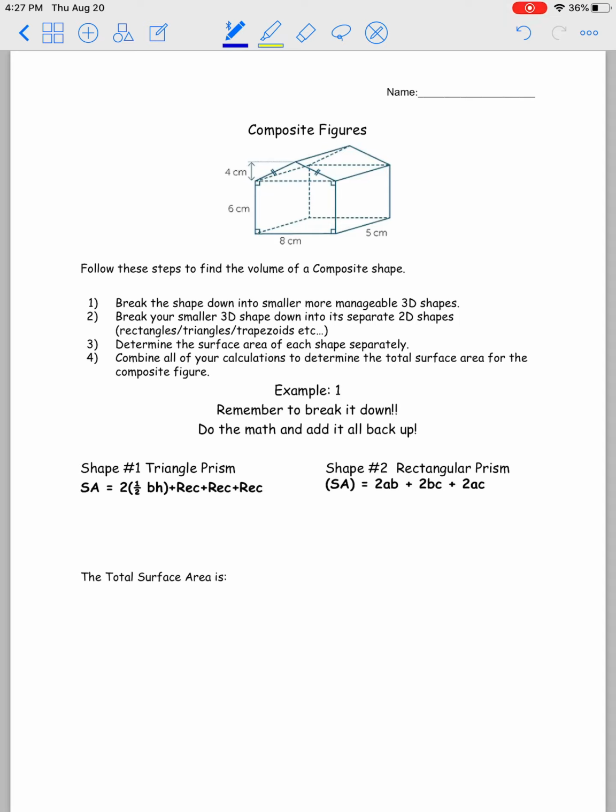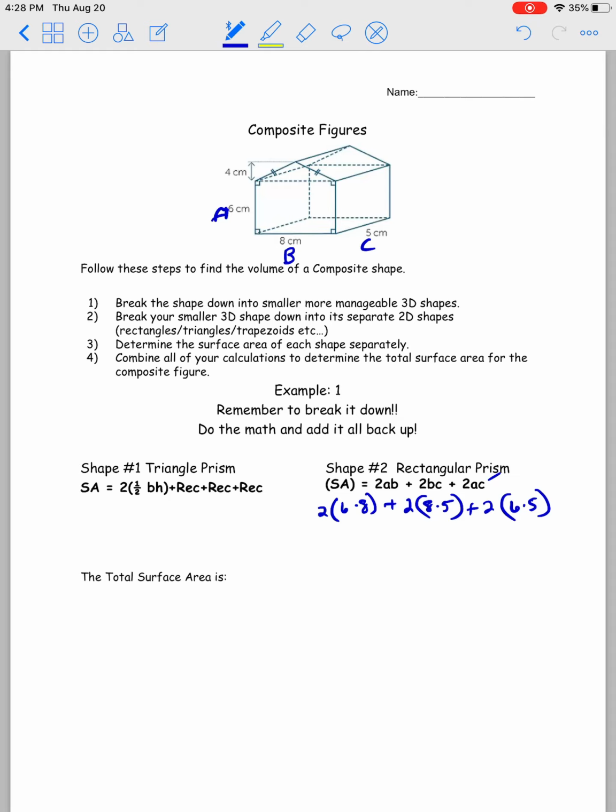Now, let's go through this. First, let's look at the cube, or I'm sorry, not the cube, it's a rectangular prism. Remember the formula is right here. So I'm going to mark these as A, B, and C. And it doesn't matter which ones you mark A, B, and C. You can mark any of them. You're going to end up getting the same answer. So you have 2 times 6 times 8 plus 2 times 8 times 5 plus 2 times 6 times 5.